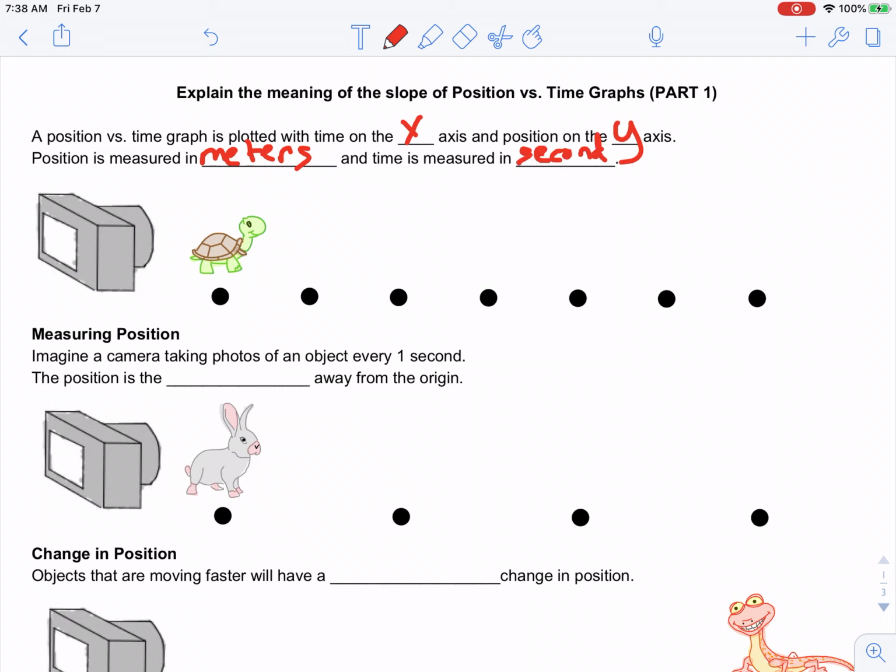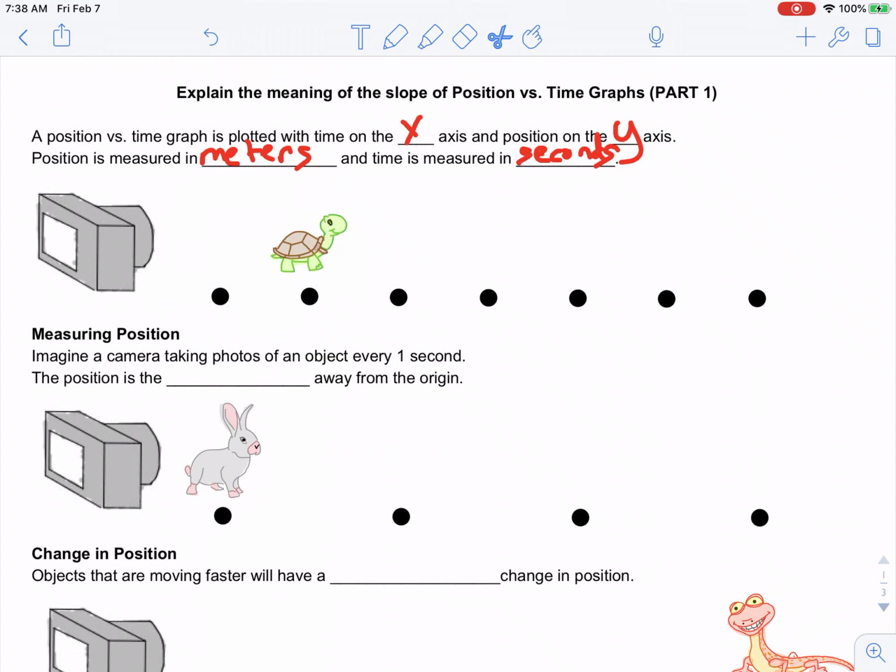When we think of position, I want you to think of a distance. So when we measure position, you have to imagine a camera taking photos of an object every 1 second. We have this turtle here, jumping up and down, but he is at his starting point right here at the origin, which is 0 meters away. Let's take a photo of him every second.